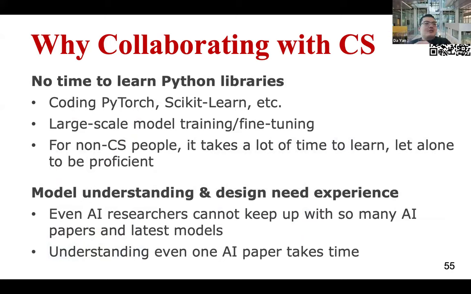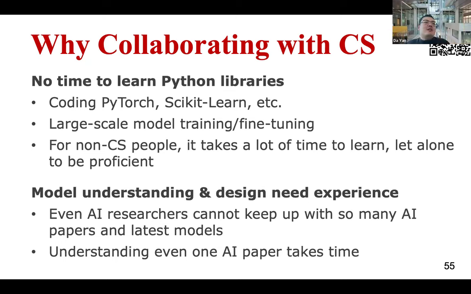Let's say computer science people code this model and train it in 1 week, and you spend maybe 3 months just learning, okay? Also understanding the latest models, because the field is moving so quickly. How to design a new model, understanding what the latest model is, and motivating your new model needs some experience, right? Even AI researchers cannot keep up with so many papers these days, right? How can people from other domains understand?